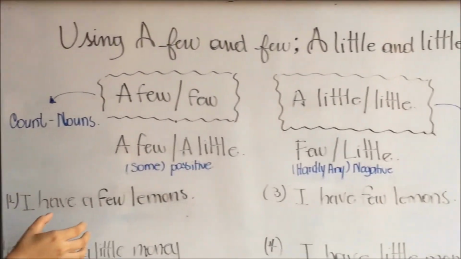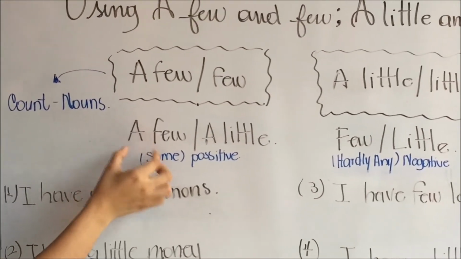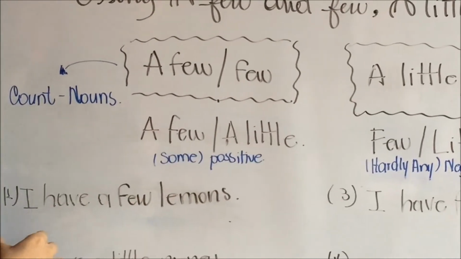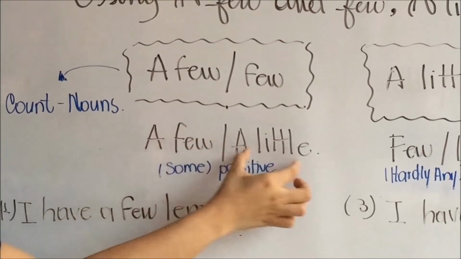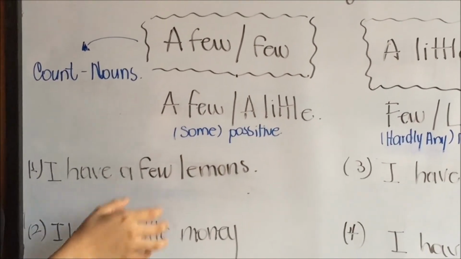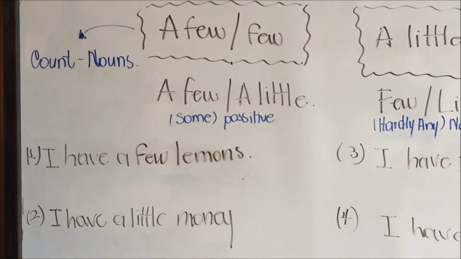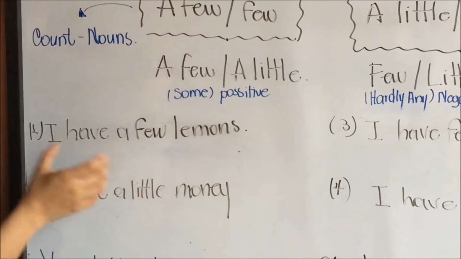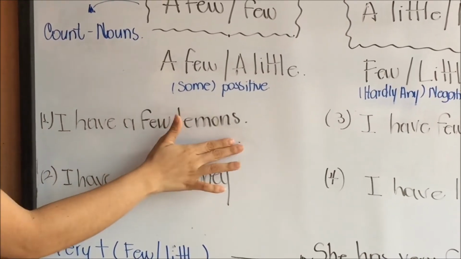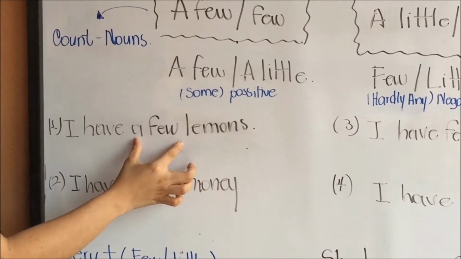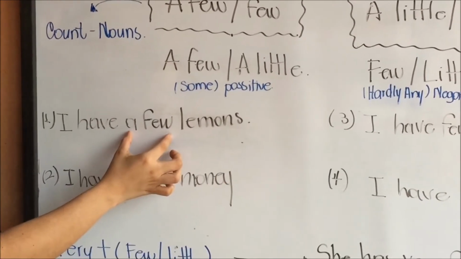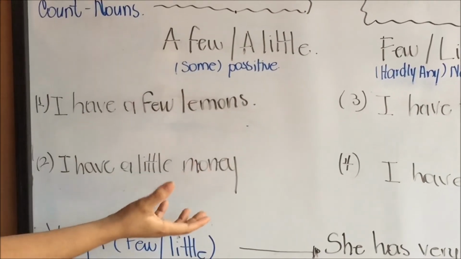Right now I'm going to explain the difference that we have when we have the letter A: a few and a little. When we have the letter A, it means that we have some. It's something positive. We have some, we don't have zero, at least we don't have zero. The first example says, I have a few lemons. A few. Why a few? Because it's something that we can count. A few. We have some and it's positive.